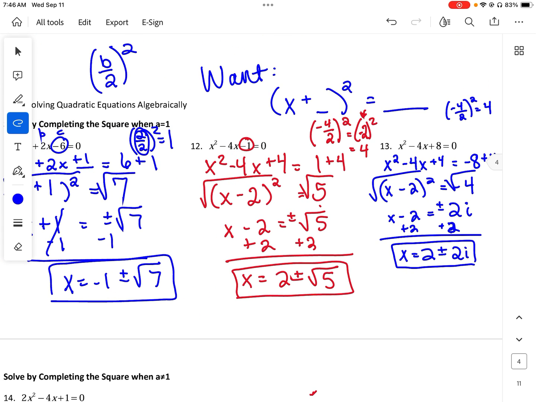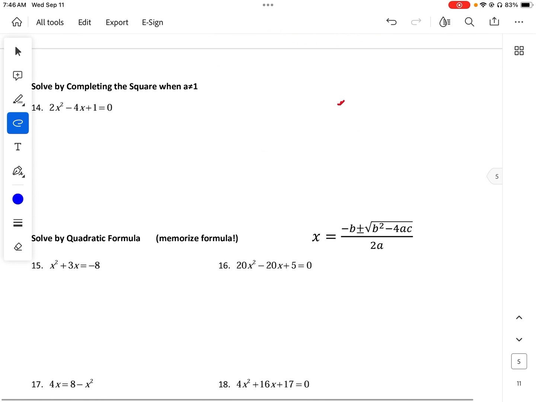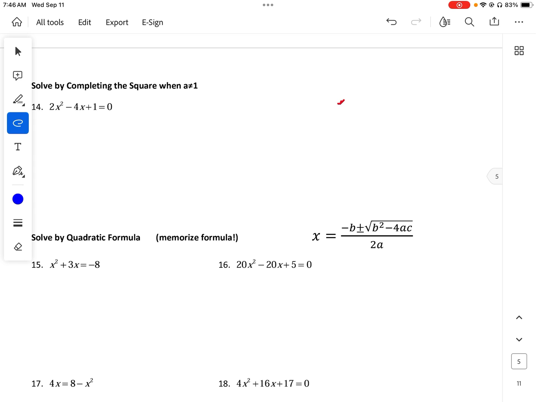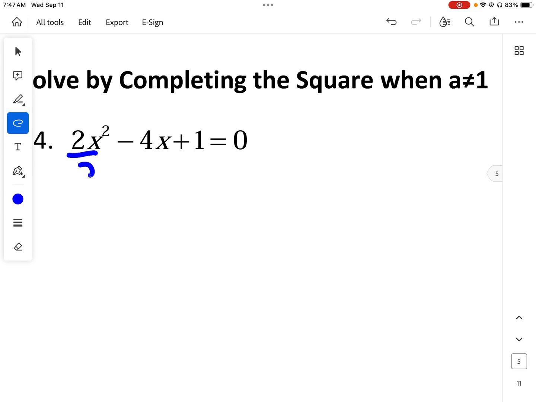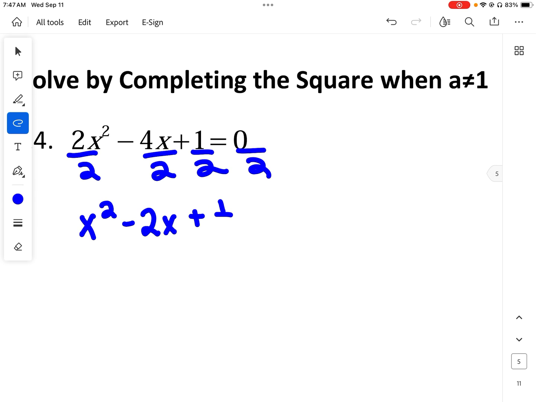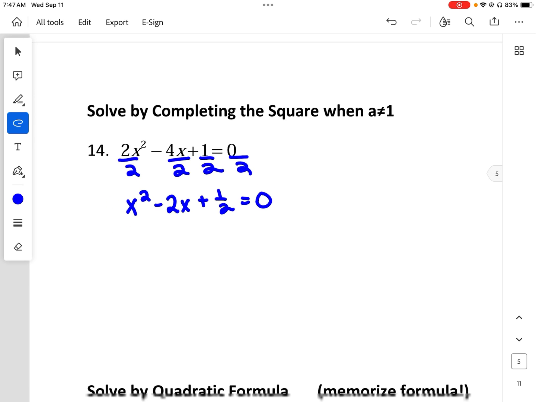Okay, so let's go to the next one. Solve by completing the square when a does not equal 1. So the first thing that we need to do is see if we can simplify anything. So really what I'm going to do is divide everything by the coefficient right here of 2. So now that gives me x squared minus 2x plus 1/2 equals 0.